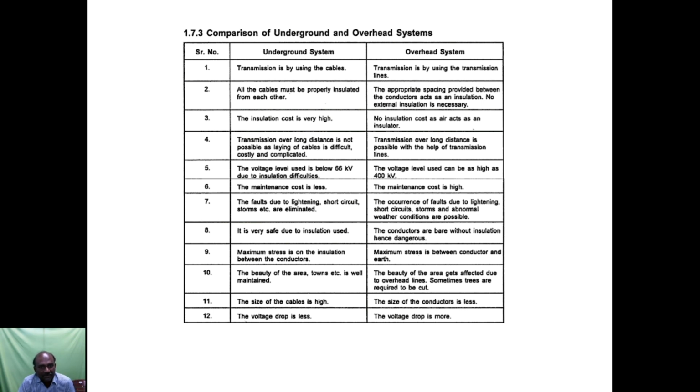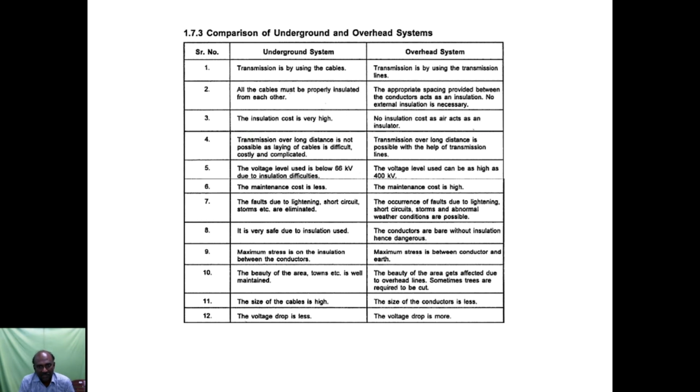Underground system transmission is by using cables. Only through the cables can we transmit the power. But in the overhead system, we use lines, made up of conductors like copper and aluminum. Next, the second point: all the cables must be properly insulated from each other. So insulation is very essential in underground systems. The cable must be insulated.